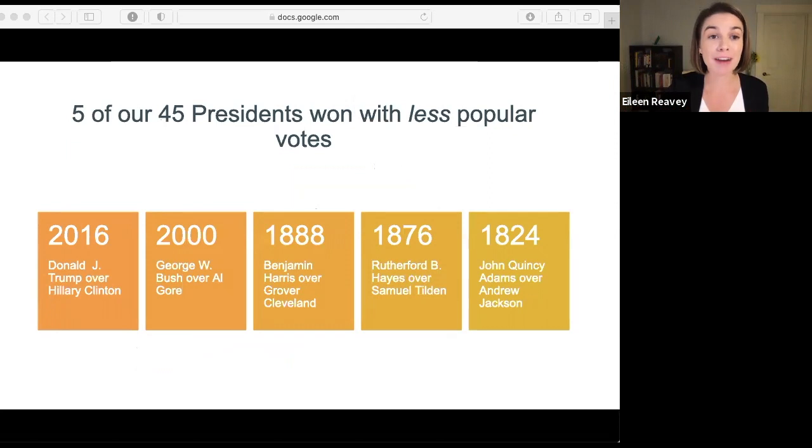This has happened 5 times in our nation's history. 5 of our 45 presidents have been elected without getting the most votes nationwide. Most recently, what probably most of us are familiar with, was in 2016 when Donald Trump won the Electoral College while losing the popular vote, and in 2000 when George W. Bush won the Electoral College but lost the popular vote to Al Gore.